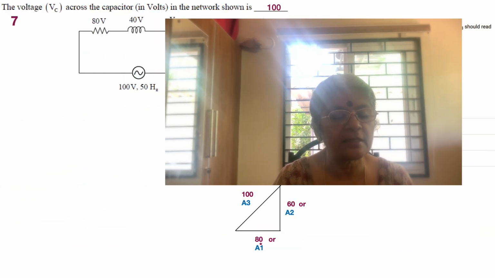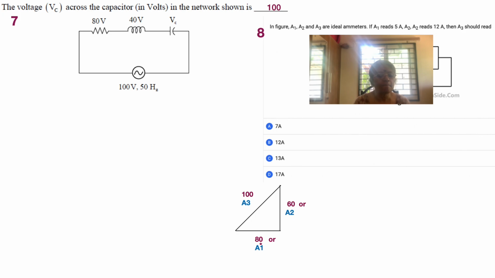So moving on to problem number 7, which is also an easy problem in AC, where we see that there is a 100 volt source, and we have 80 volt across the resistor and 40 volt across an inductive reactance. They are not along the same line. And we also have a capacitor, which again has a voltage across it, but this voltage and the voltage across the inductor are oppositely directed, so the difference has to be taken into consideration, and then 80 square plus that voltage square will give you 100. So obviously the total has to be 60.